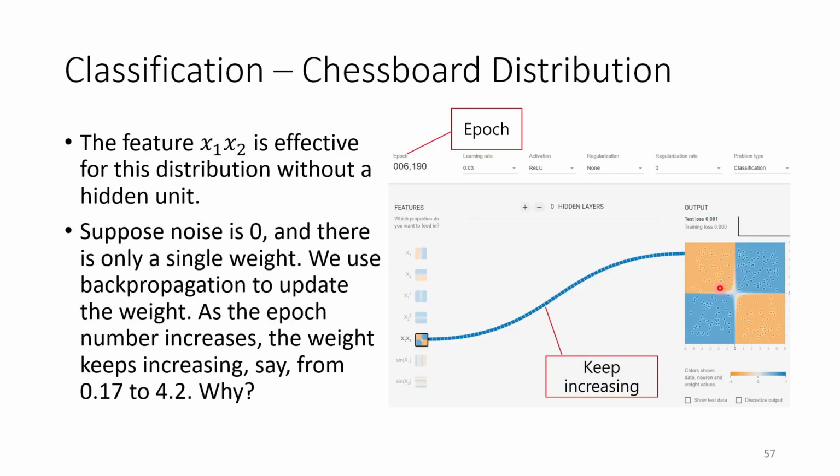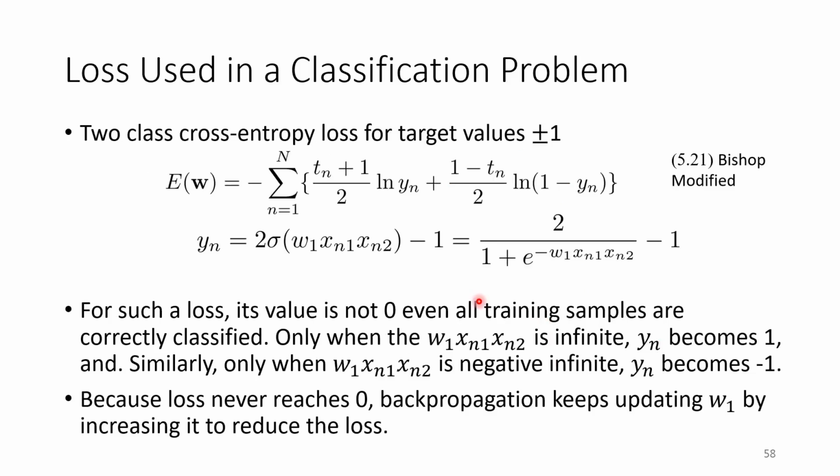And there's another pattern called the chessboard distribution. It looks like this. When you run it, you will see the weight keep increasing. Why? The reason is, let's see the cross entropy loss. It is written in this way. It's slightly different from our textbook because the target value in this demo is -1 and 1, rather than 0 and 1 used in our textbook.